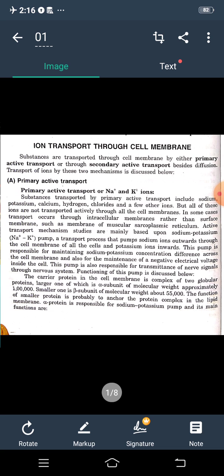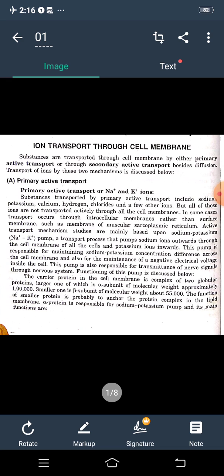Substances are transported through the cell membrane by either primary active transport or secondary active transport, besides diffusion. Transport of ions by these two mechanisms is discussed below. First of all, primary active transport of sodium plus and potassium plus ions. Substances transported by primary active transport include sodium, potassium, calcium, hydrogen, chlorides and a few other ions.